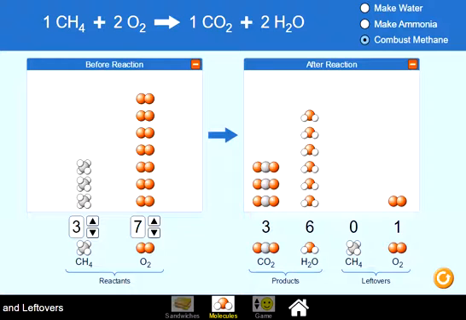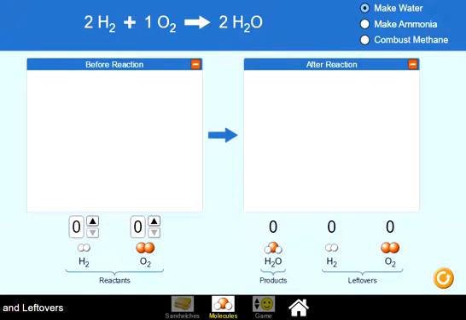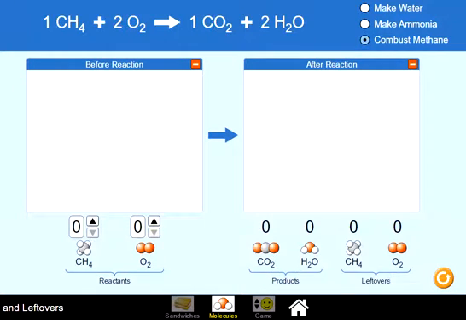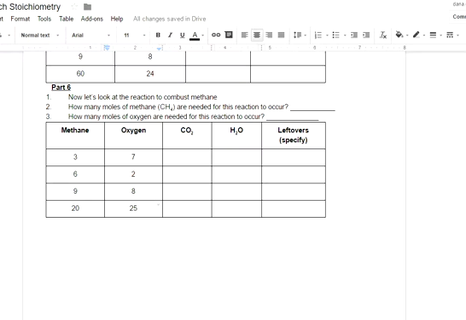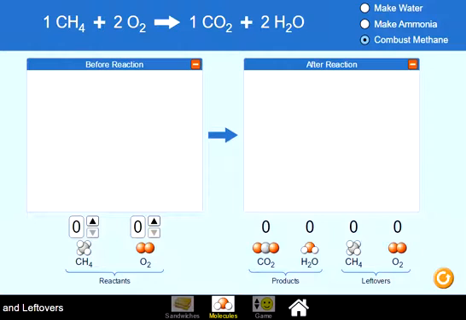Okay, so now talking through that, I'm going to come back here so we can make sure that we remember the reaction. Make sure I click combust methane. I'll come back here. Now I've got 20 methane and 25 O2s. And so I've got 20 methanes, CH4s. I've got 25 O2s.